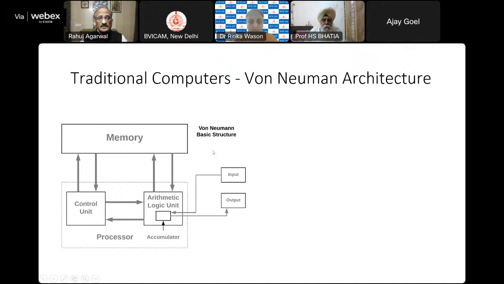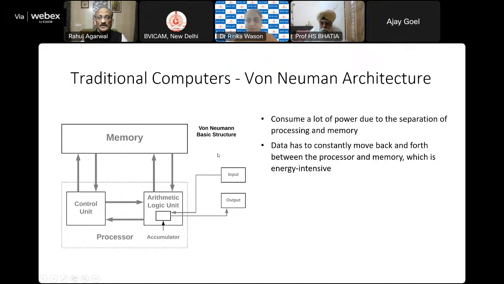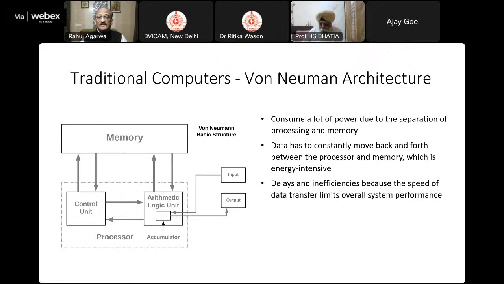This requires a lot of power because of the separation of processing and memory. The data has to be constantly moved back and forth between the processor and the memory, which is very energy intensive. There are delays in this bus, which is basically between the memory and the processor. There could be inefficiencies because of the speed of data transfer, and the speed of data transfer limits the overall system performance.